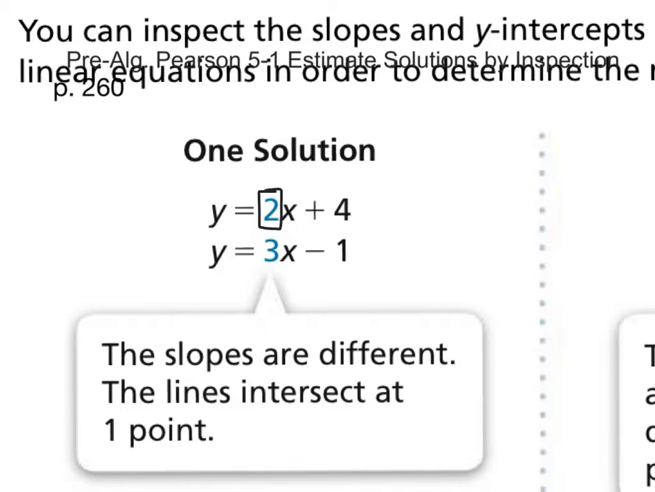If you look at these slopes, this has a slope of 2. This has a slope of 3. So slope of 2, slope of 3, they're going at different angles, and if lines are going at different angles, they're going to intersect each other in one point. So that has one solution.